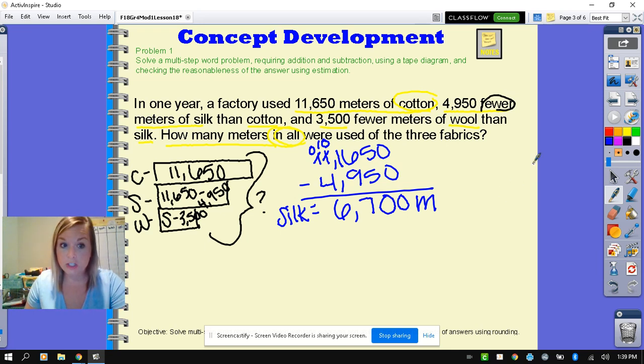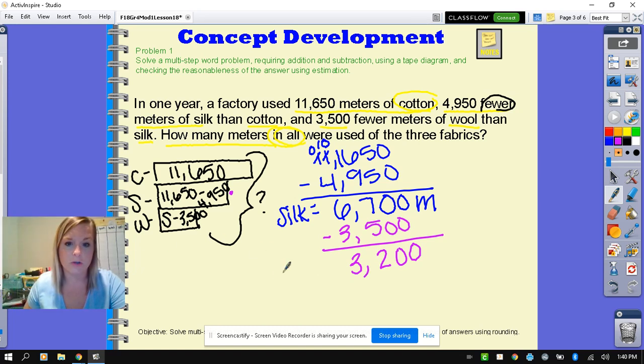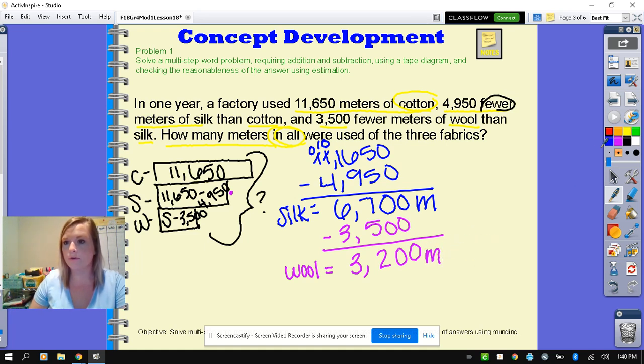So we're good so far. I'm going to change my colors. So we've solved this piece. Now we need to find out wool. Well, wool is 3,500 fewer meters than silk. So now that we have the silk, we can take away the 3,500 meters less. So 0 minus 0 is 0, 0 minus 0 is 0, 7 minus 5 is 2, and 6 minus 3 is 3. So that one was pretty easy to do. So now we can label this wool. Okay, so wool was 3,200 meters. I'm going to come over here in red.